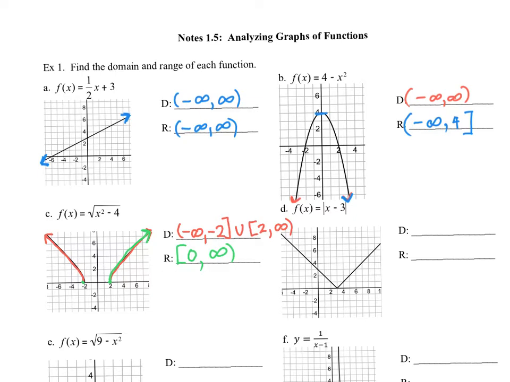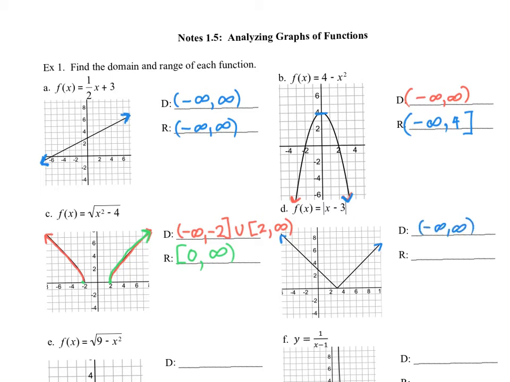Okay, let's take a look at example 4. It's the absolute value, f of x equals the absolute value of x minus 3. You don't need to use the equation, I could just look at the graph. Let's see, the domain is the x direction, so in the x direction from left to right, the furthest left this graph goes is forever. Okay, and then it extends right forever. So the domain is negative infinity to infinity.